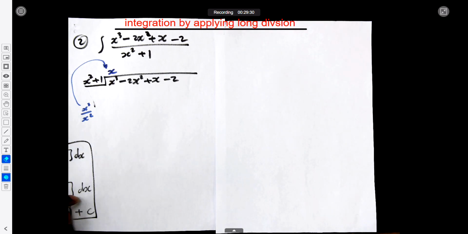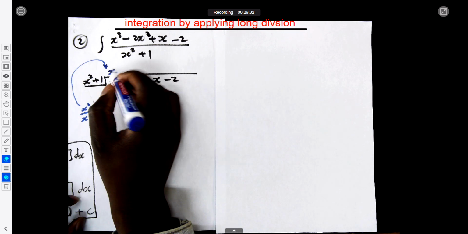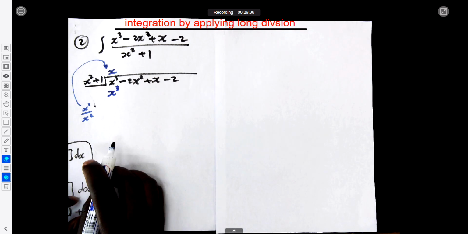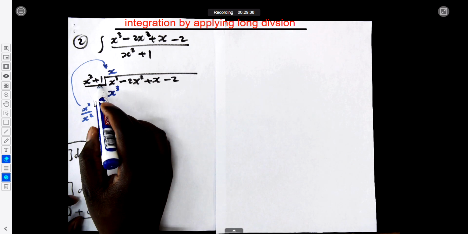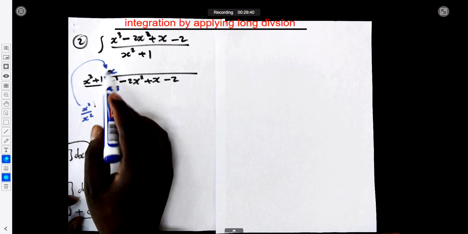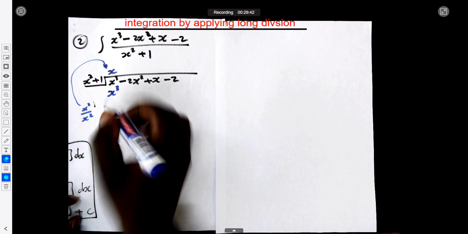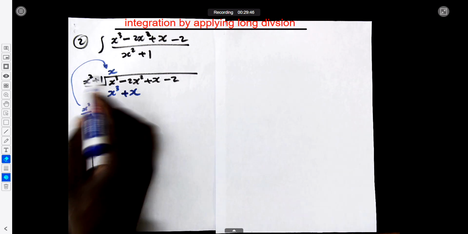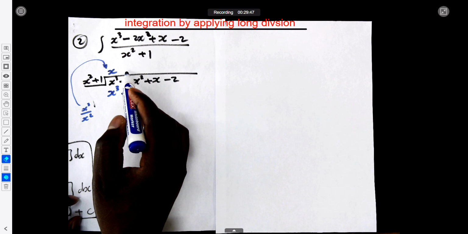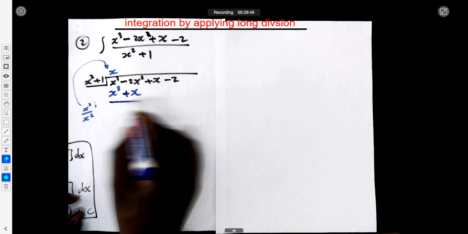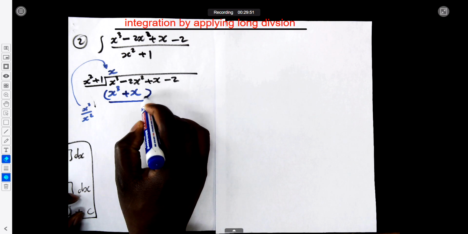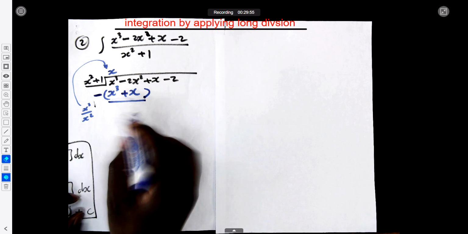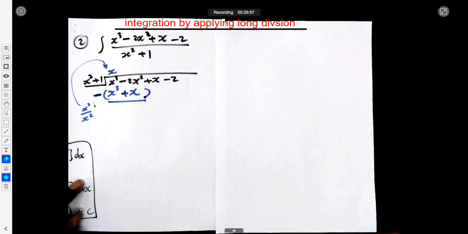So it's divide, multiply, subtract. So we're going to say x times x squared is x cubed. Then x times 1, so we have positive x. So after remultiplying the dividend by the answer we got on the top of the division, now we want to subtract. You're the one who introduces the bracket and the negative sign. This whole expression, we need to subtract it.